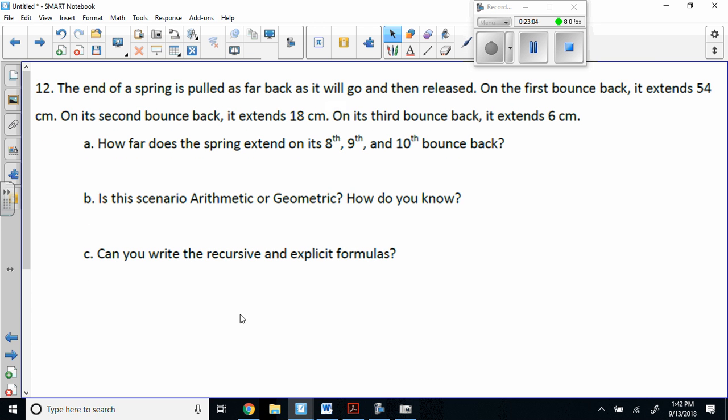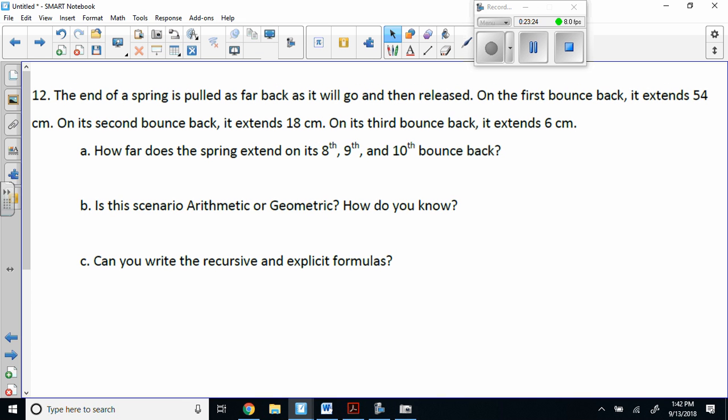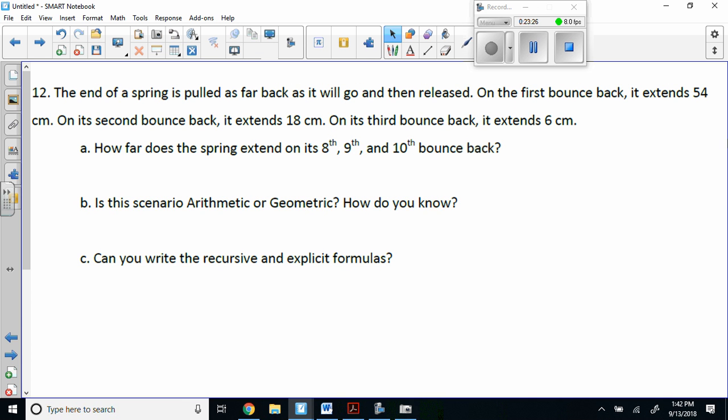All right. The end of a spring is pulled back as far as it goes, then released. On the first bounce, it extends 54 centimeters. On the second bounce, it extends 18. On the third bounce, it's at 6. How far does the spring extend on its 8th, 9th, and 10th bounce? Well, first off, you better create yourself a table. See, your table is a friend.